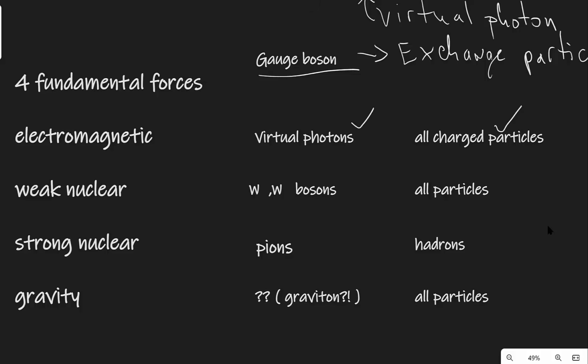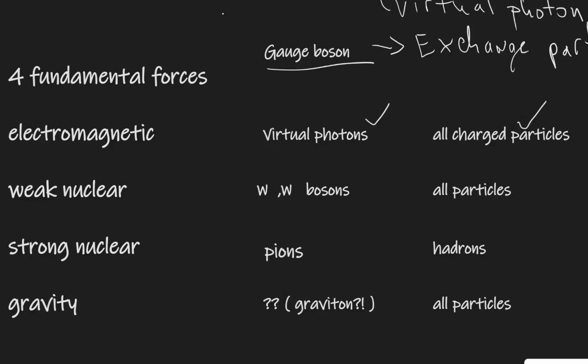There's also the weak nuclear force, which is responsible for nuclear decay, and the exchange particles there are W plus and W minus bosons. This can affect all particles. The strong nuclear force is exchanged via the pions, which could be the 3 types actually, pi plus, pi minus, depending on their composition. There's also the pi zero particle. The strong nuclear force, importantly, will affect only hadrons, particles that are made up of quarks, such as the proton or the neutron.